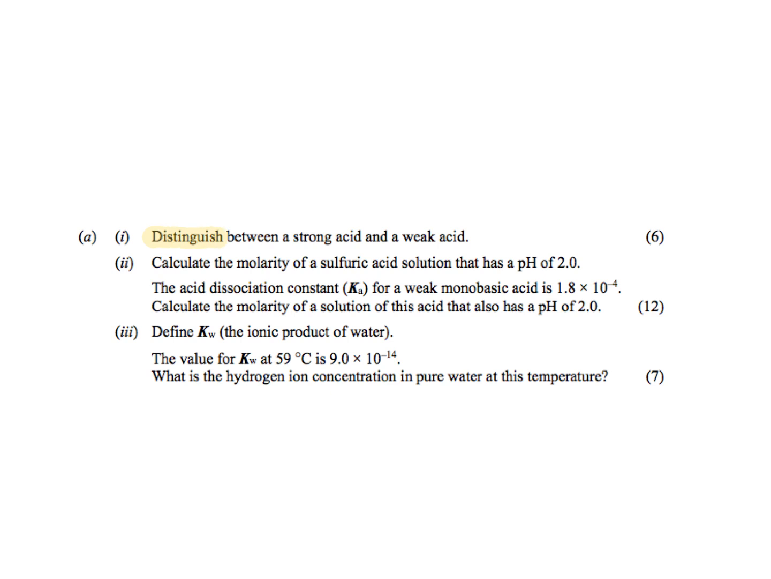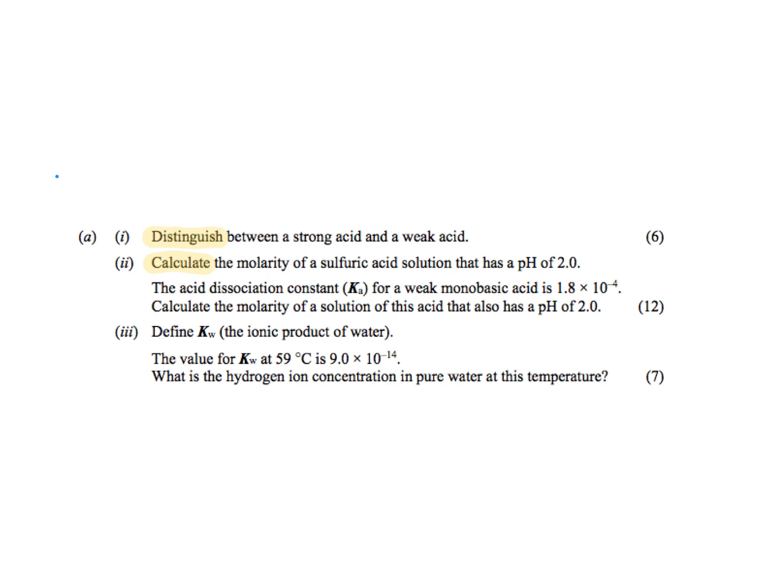So distinguish means to tell the difference. So you need to write your definition there for your strong acid and your weak acid in order to pick up your full marks. Part 2, then, that is your calculation question. It says calculate the molarity of a sulfuric acid solution that has a pH of 2. So there we will be looking at our pH formula.